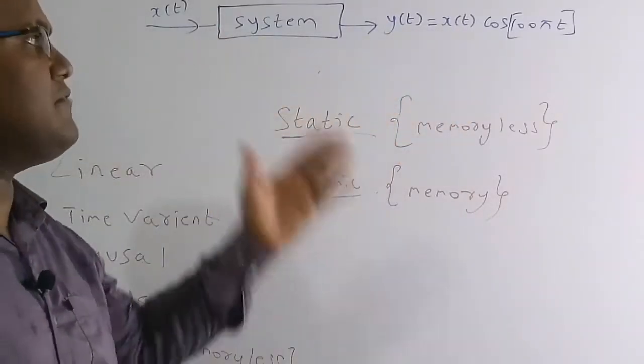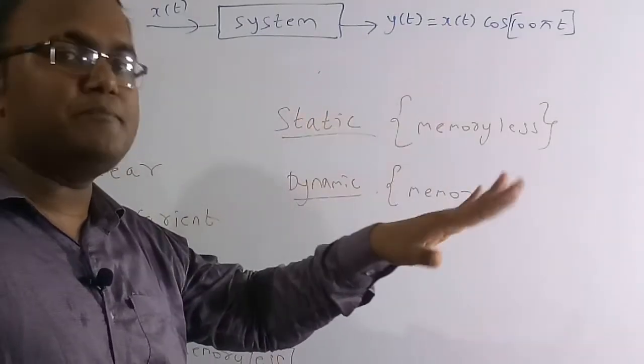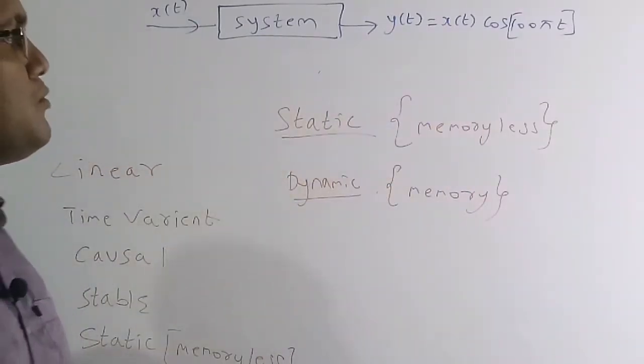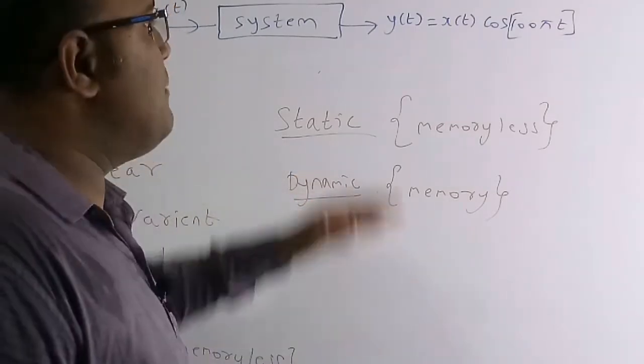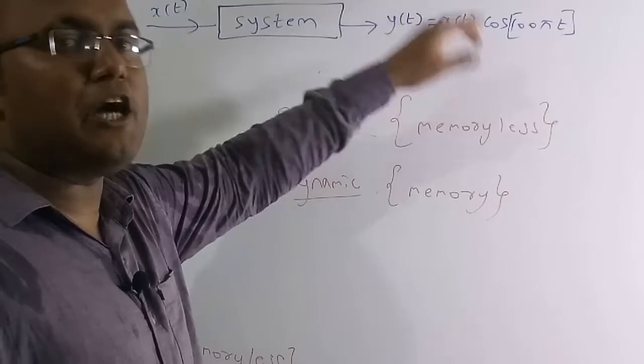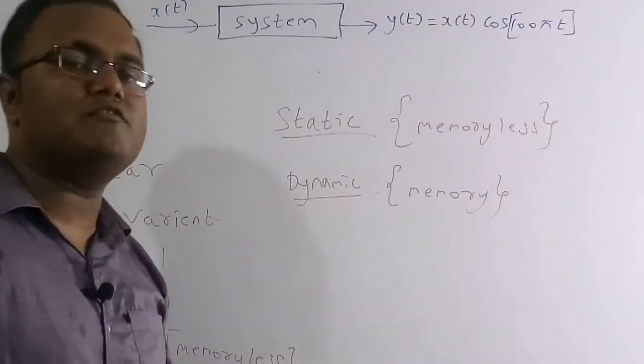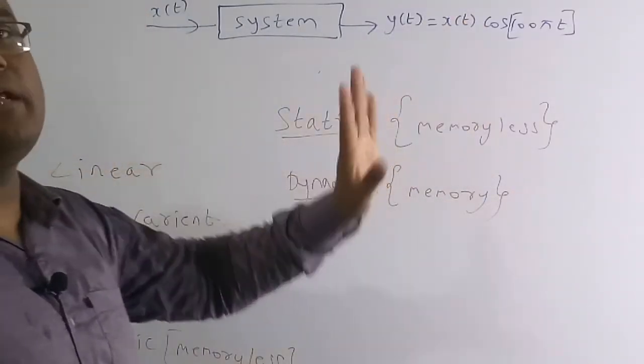But if the present output depends upon the present input and also the past inputs, then that system is said to be the dynamic system or the memory system. But in this case the present output is depending purely upon the present input. So therefore we can say this system is a static system or a memoryless system.